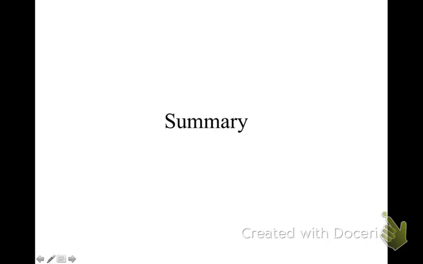So now I'd like to write me a two-sentence summary. What did we learn today? We learned how to subtract integers and how when we're multiplying negatives, what happens when there's an even amount of negatives or an odd amount of negatives.